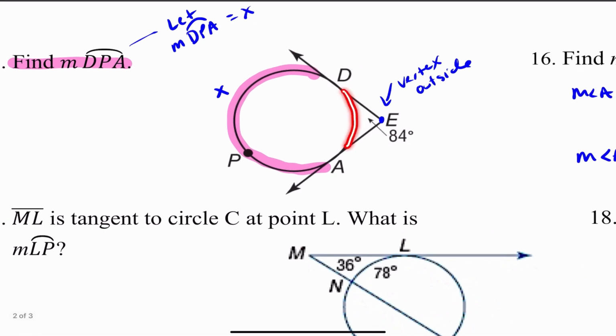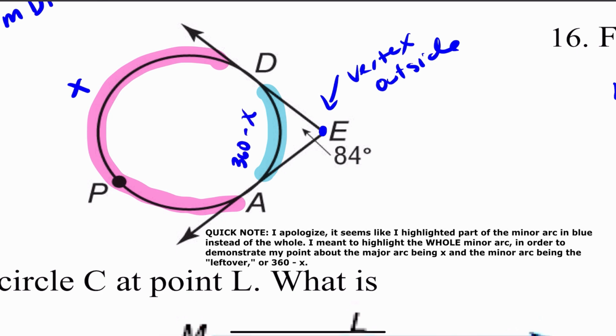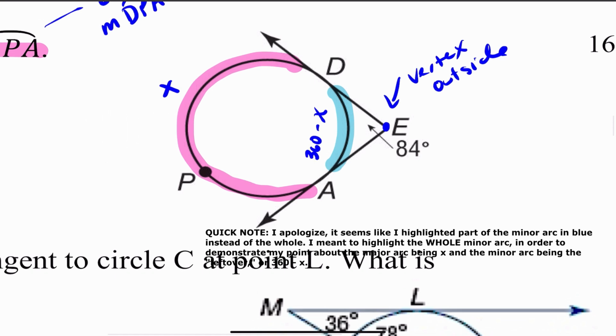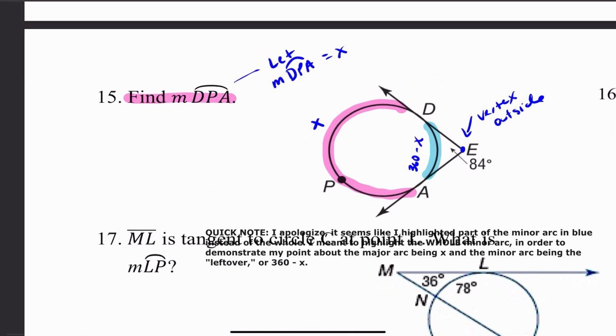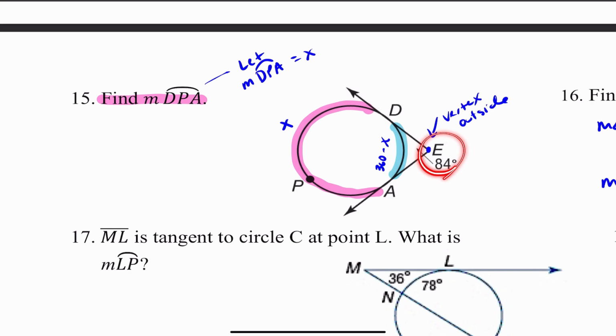Well, what's left over? Well, we know that a circle is 360 degrees, and I have part of my 360 degrees. That's X, right? X is part of 360. So what's left over? Well, it's basically 360 minus X. So, okay, I have my X, and I have my 360 minus X, and there's my angle.